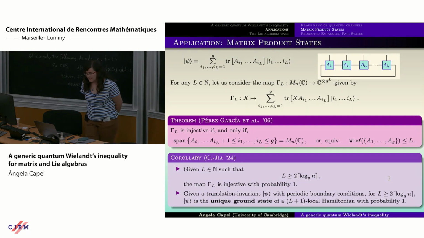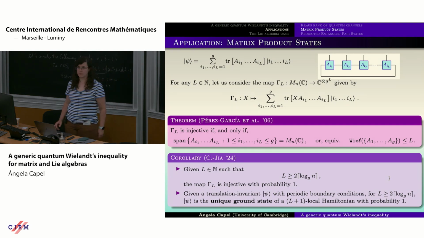And what we can say is that given an L such that L is lower bounded by twice the ceil of log of little g of n, then the map gamma L is injective with probability 1. And this means in particular that if we are given a translation invariant state with periodic boundary conditions, then for this length, what we know is that it's actually the unique ground state associated to a local Hamiltonian that has locality L plus 1, and again, all these things only with probability 1.